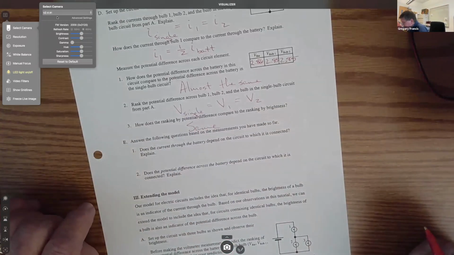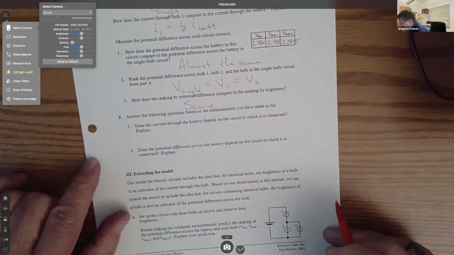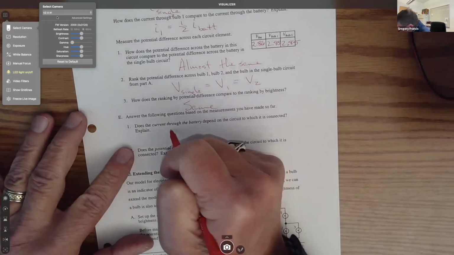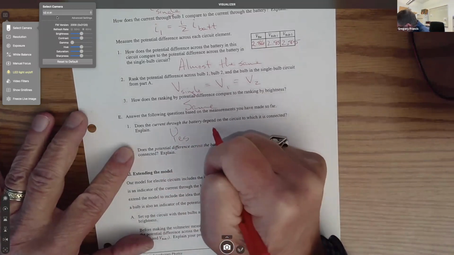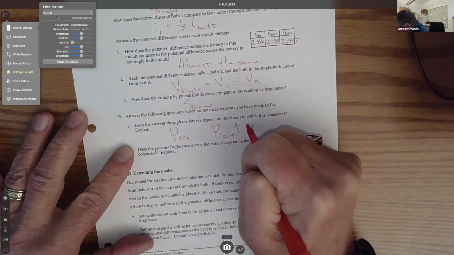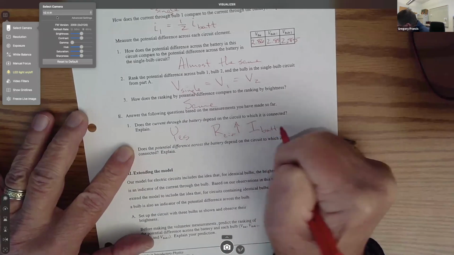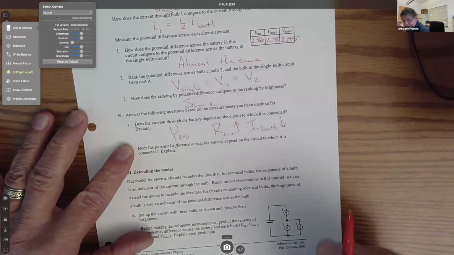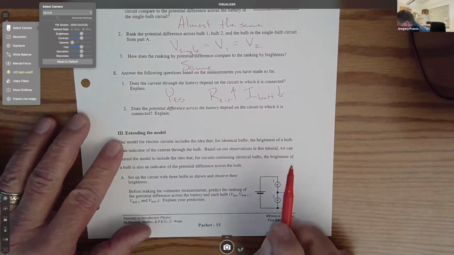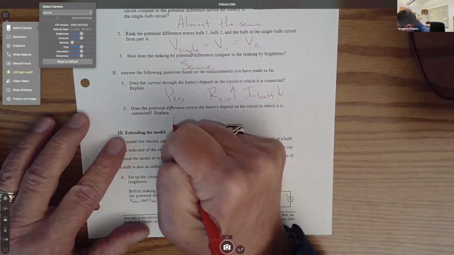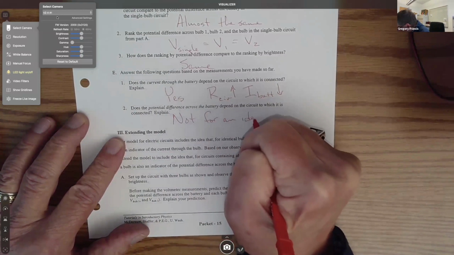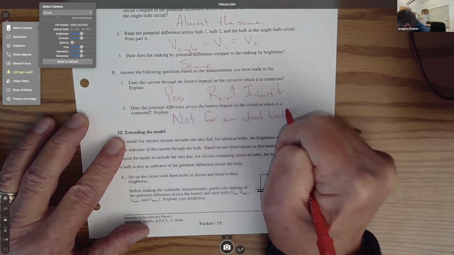Answer the following questions based on the measurements you have made so far. Does the current through the battery depend on the circuit to which it is connected? Yes. As the resistance of the circuit goes up, the current through the battery goes down and vice versa. Does the voltage difference across the battery depend on the circuit to which it is connected? Not for an ideal battery.